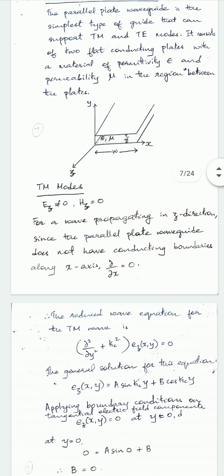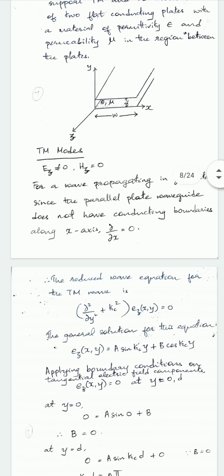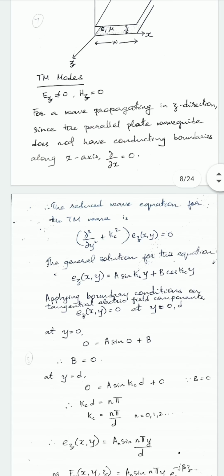For a wave propagating in the Z direction, since the parallel plate waveguide doesn't have conducting boundaries along the x-axis, we can take dou by dou x equal to 0. So the wave equation, with the wave propagating along the Z direction, is dou square by dou y square of Ez x comma y plus kc square Ez x comma y equal to 0. That is the general solution. So we have a second degree equation, dou square by dou y square plus kc square Ez x comma y equal to 0.